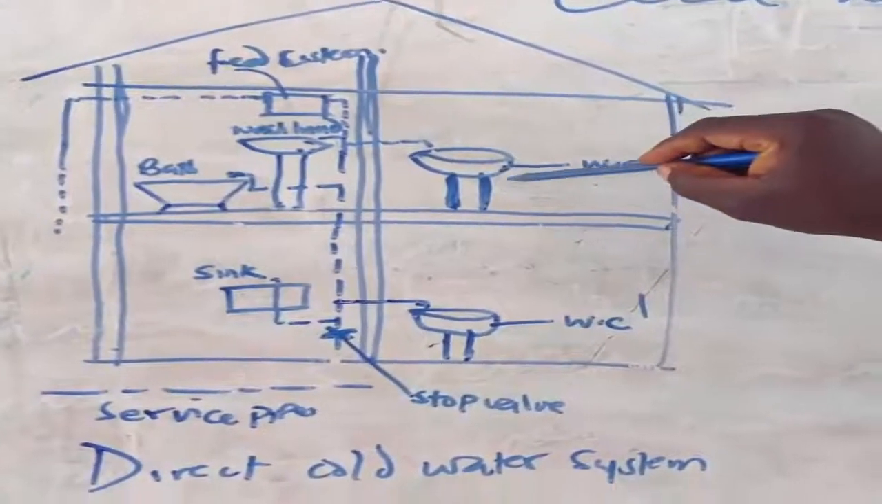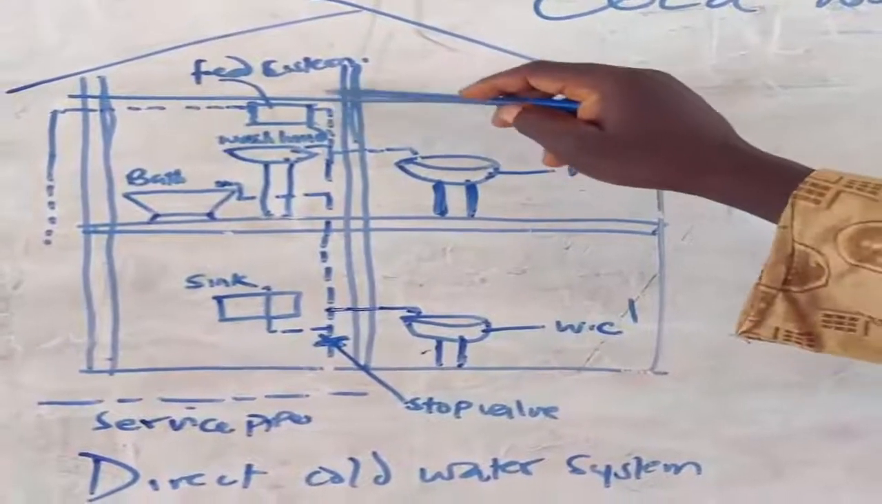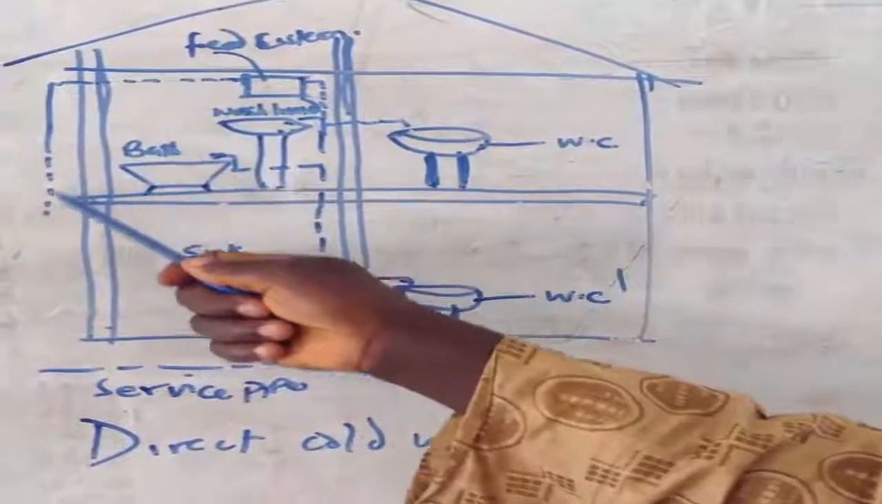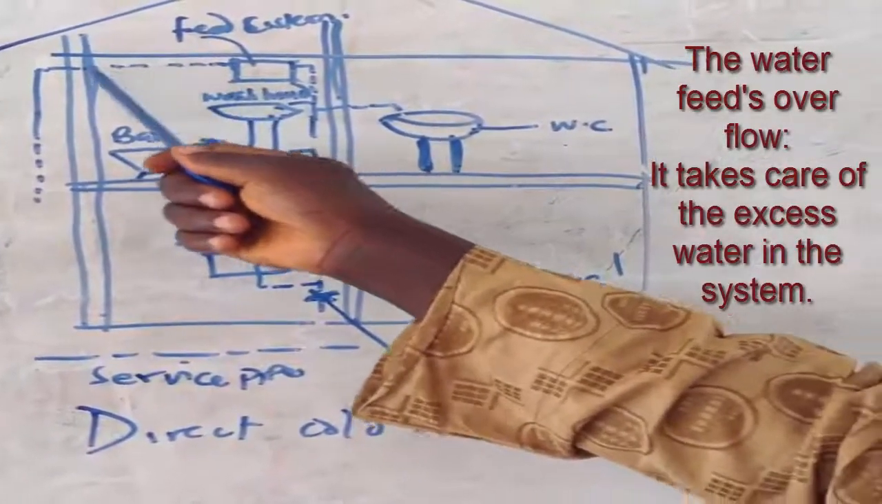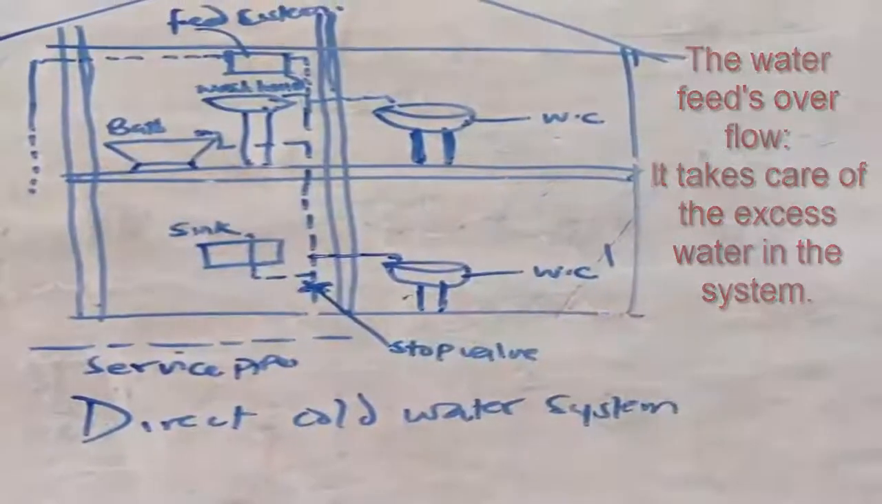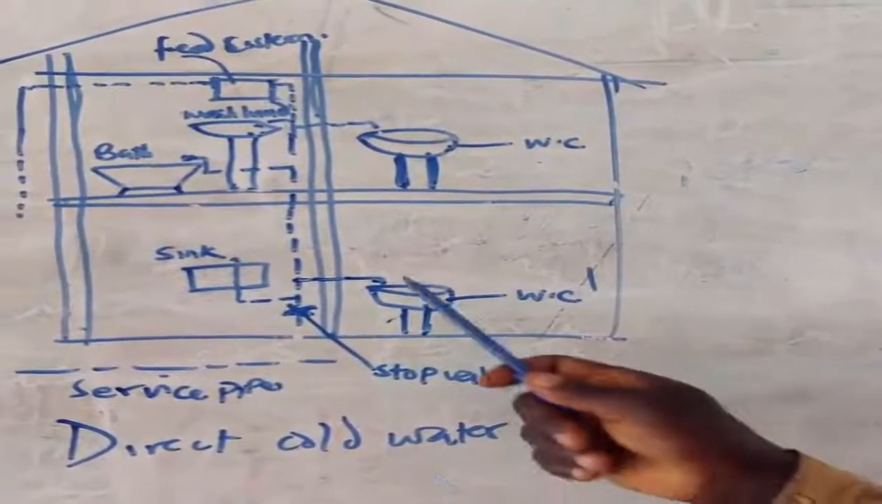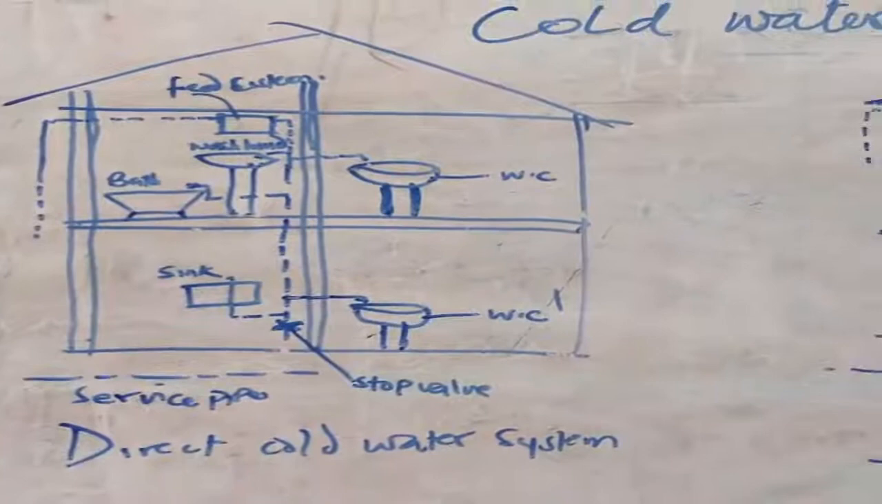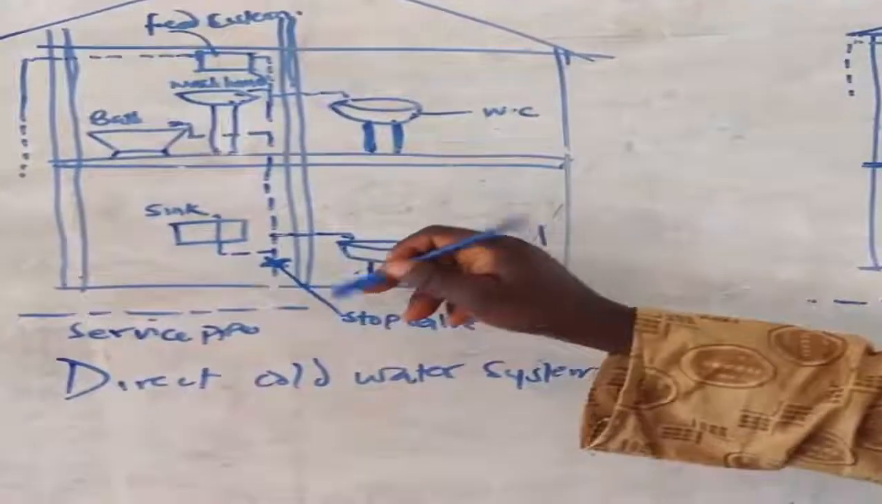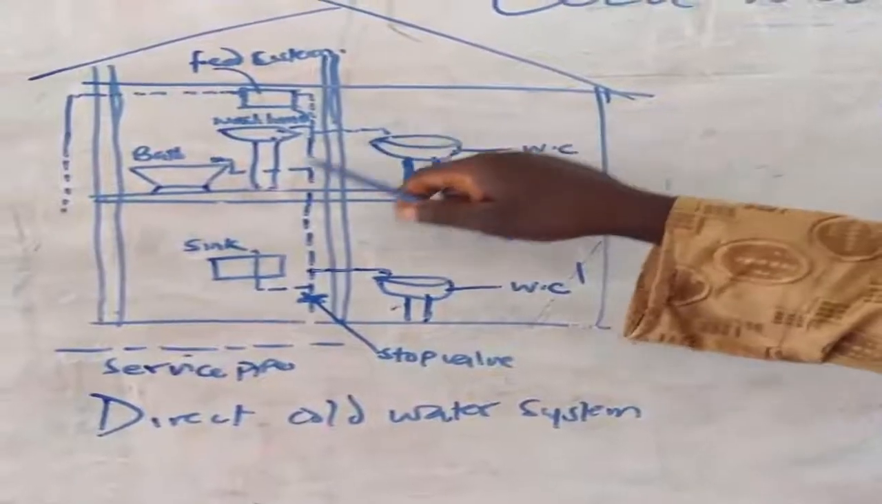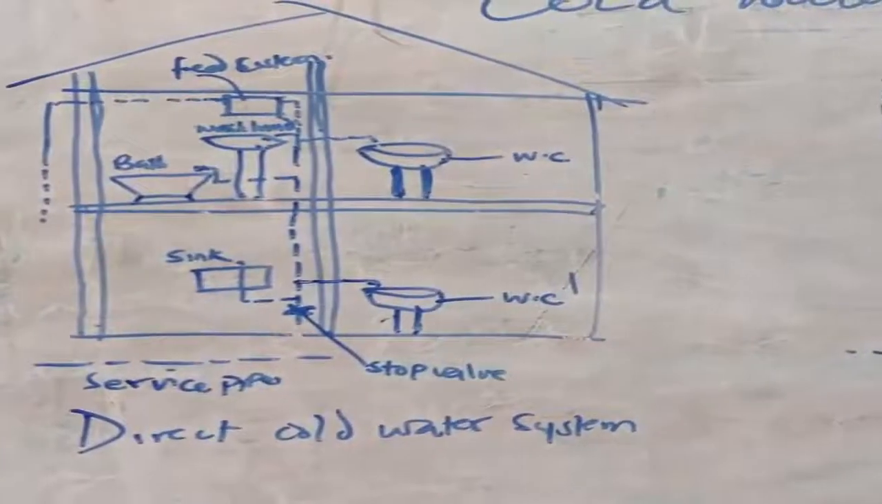The main pipe here has a distributor, which also supplies another WC here direct. There is a water feed here, and it has an overflow. When the water feeds here, it will overflow here and go down. And that is what is called a direct water supply system. Now you see everything here from the main supplying water is controlled and it distributes the water directly to all these appliances.